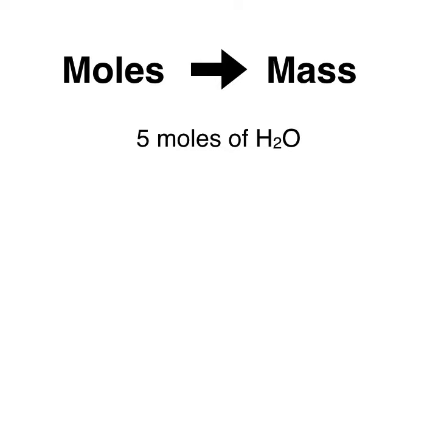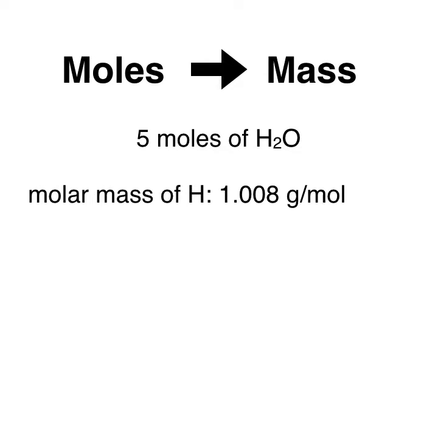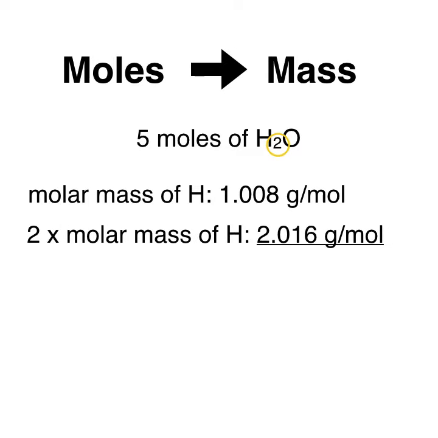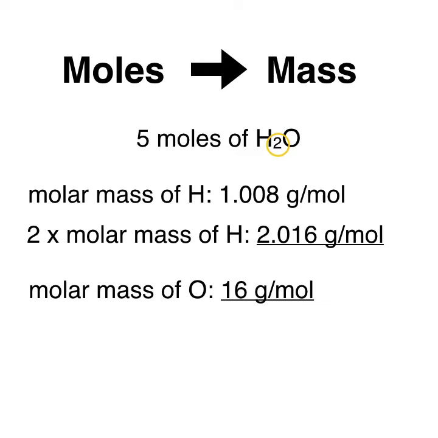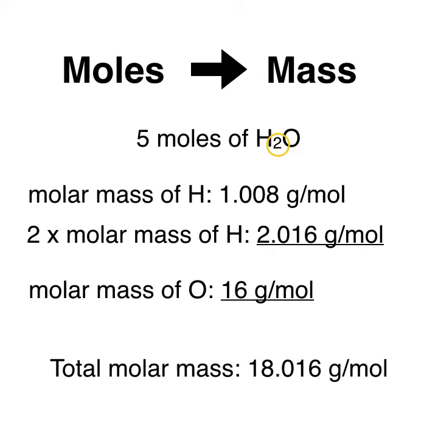First is hydrogen, which has a molar mass of 1.008 grams per mole. However, since there is a subscript 2 in the formula, we know there will be 2 atoms of hydrogen in every molecule of water. Thus, we will multiply the molar mass of hydrogen by 2. Then we have oxygen, which has a molar mass of 16 grams per mole. So, if we add these masses together, we have a total molar mass for H2O of 18.016 grams per mole.